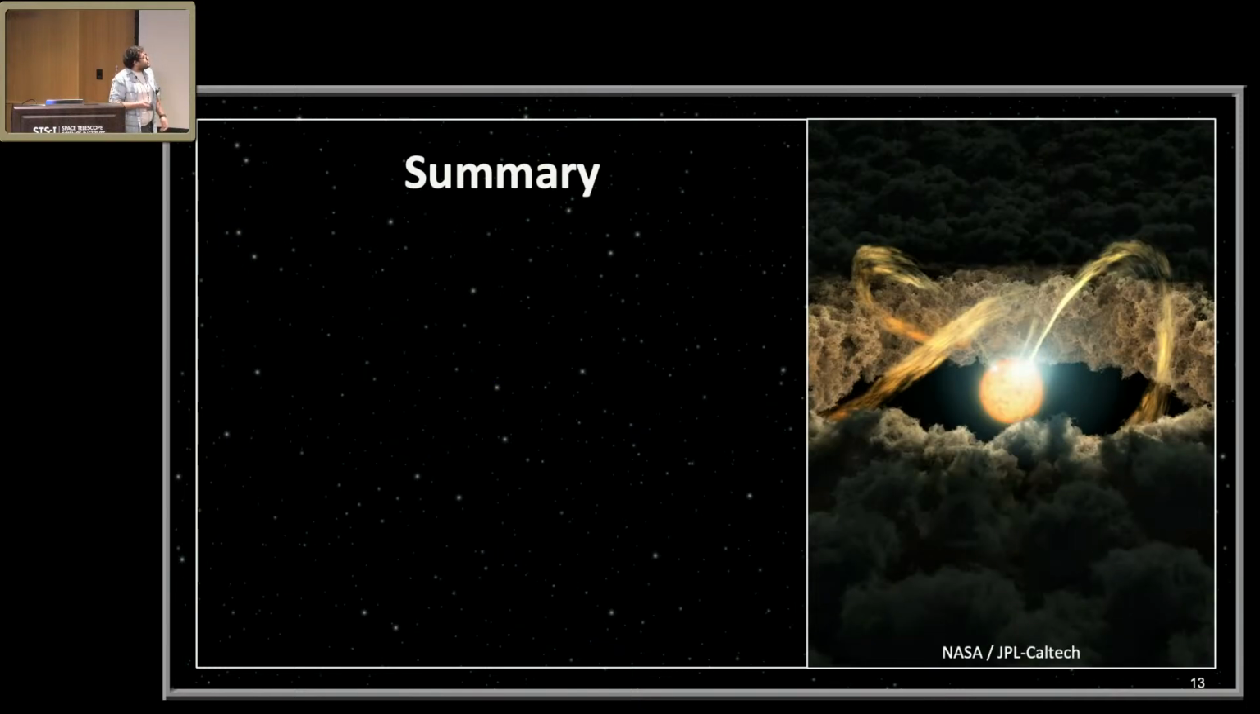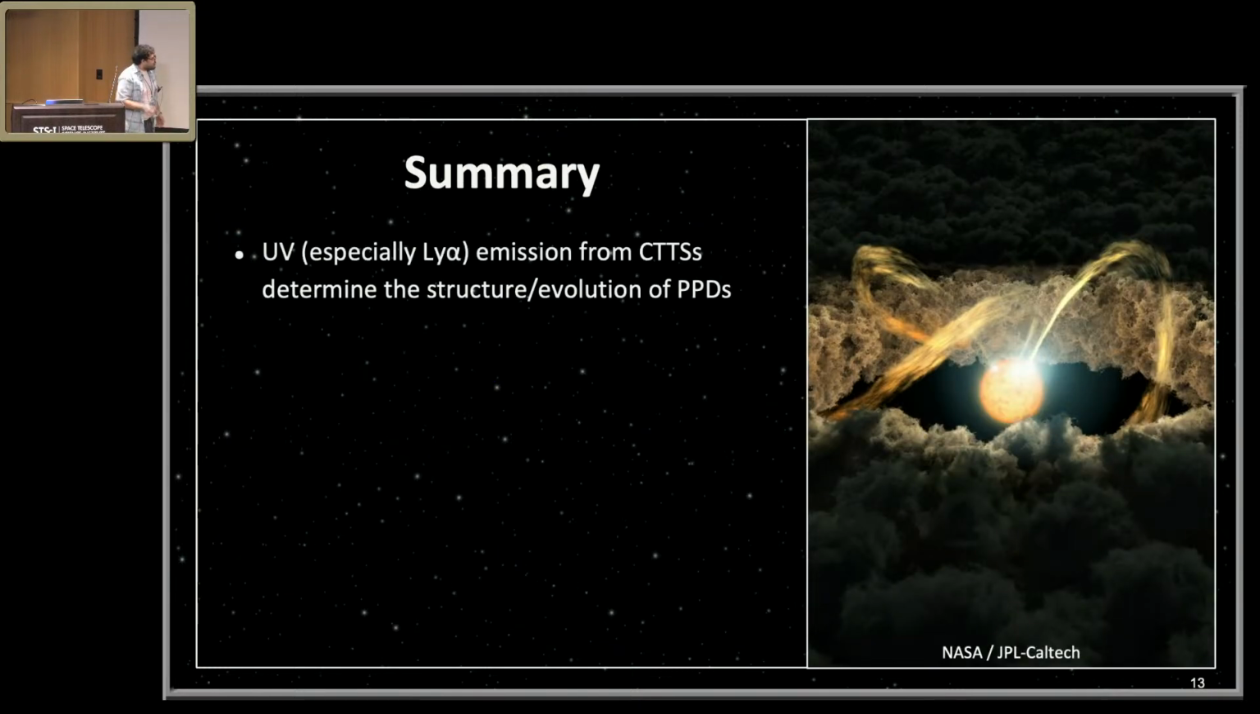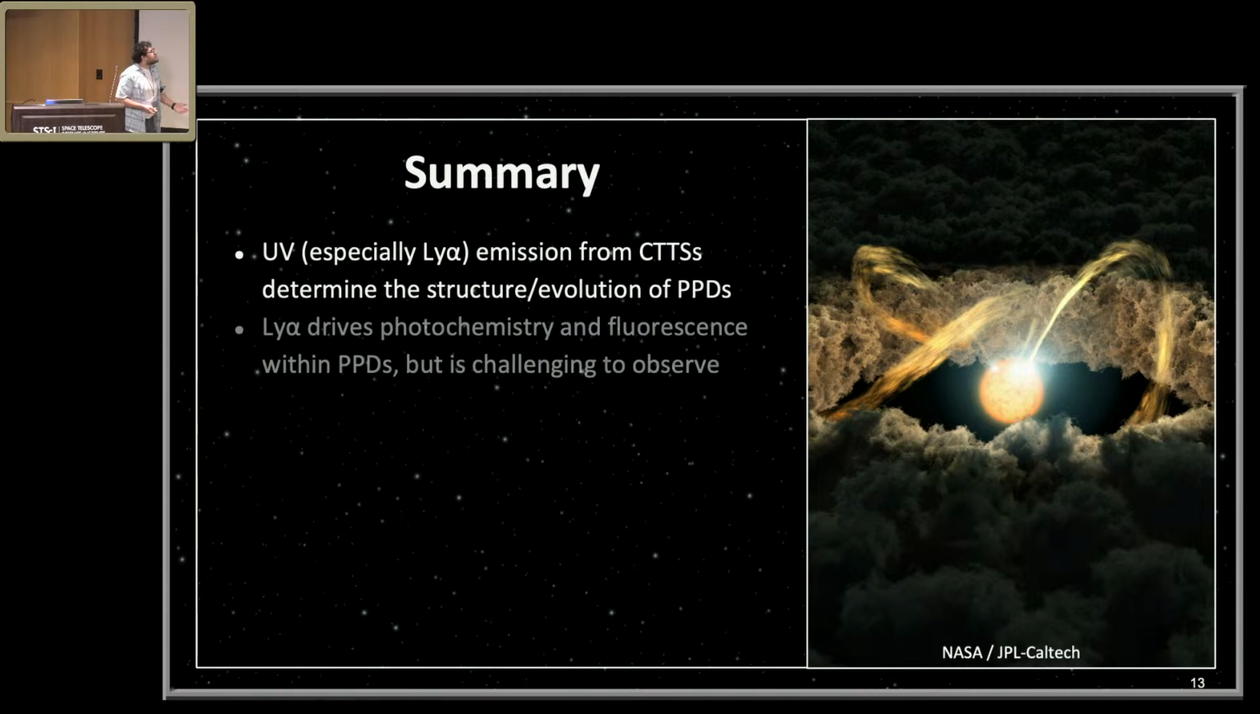So I just wanted to quickly summarize some of the points of this talk. The ultraviolet, and particularly Lyman alpha emission, from these T-Tauri stars is really important for determining the structure and evolution of their protoplanetary disks. The Lyman alpha emission will drive photochemistry as well as fluorescence within these disks, but is challenging to observe directly.